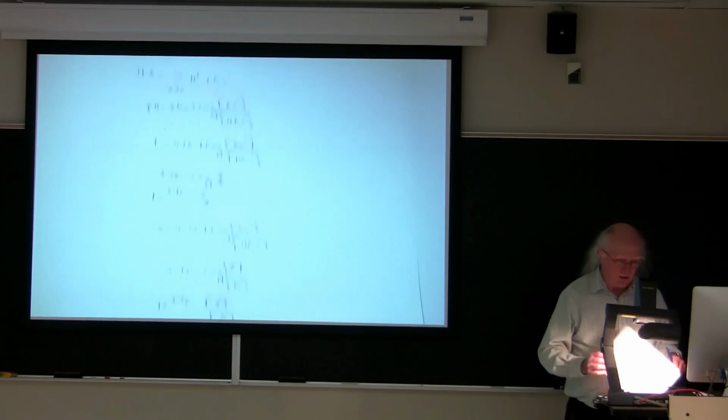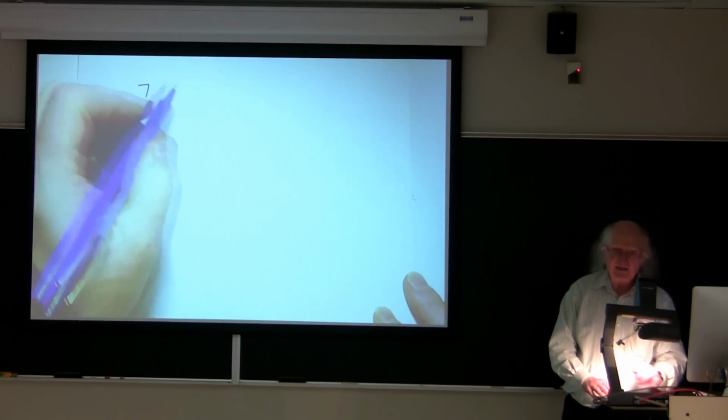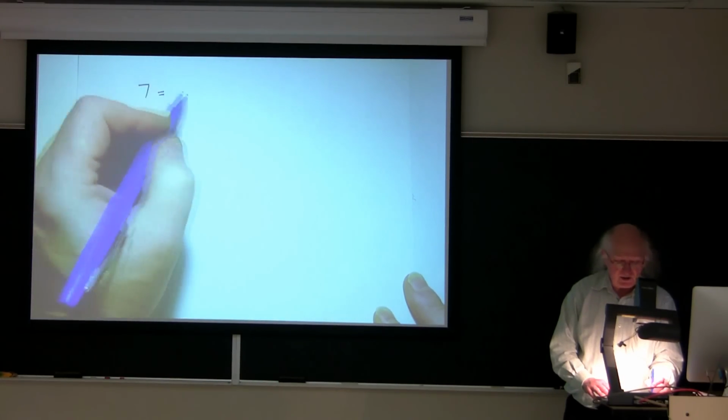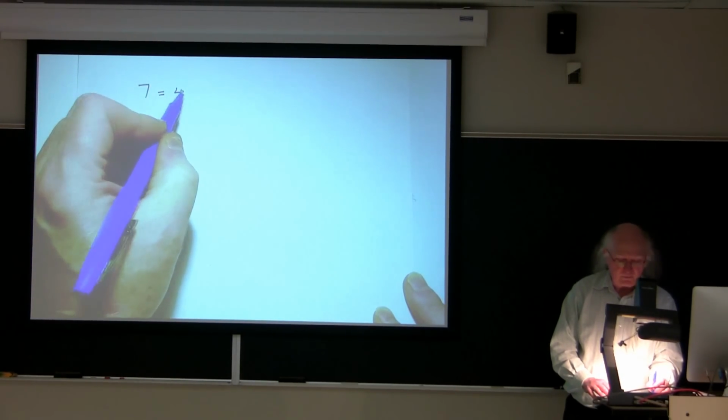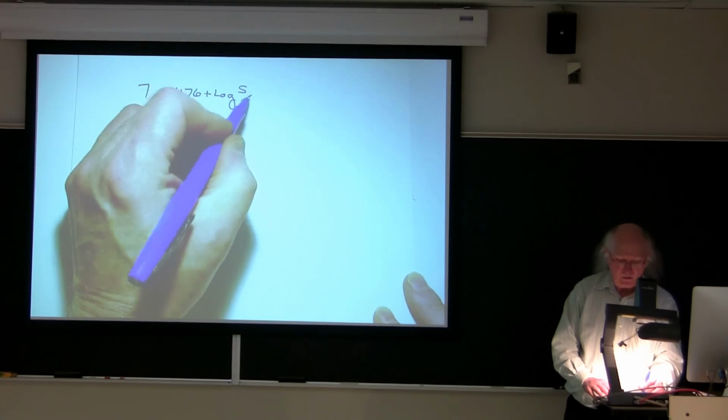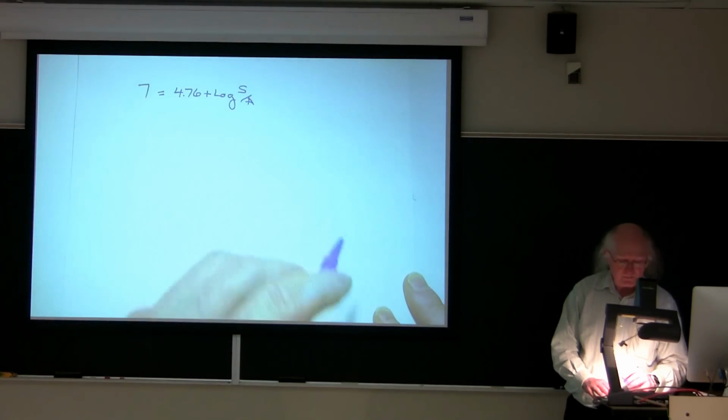Well, if I extend that to the other problems, I'm not going to go through and do it for pH 3 and 5 and so forth because I think you can start to see the pattern. But let's say pH 7. At pH 7, I can see that the ratio of salt to acid now has changed in the other direction. It's 4.76 plus the log of salt over acid. The salt, of course, being the acetate, the acid being the HAC.